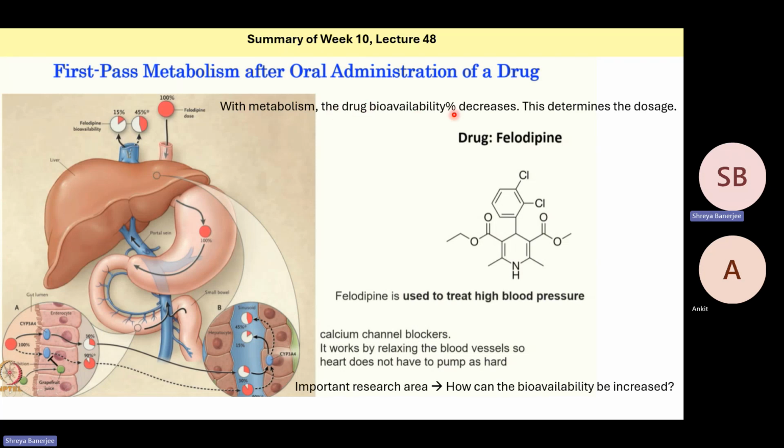So this bioavailability is the one that determines the dosage. As metabolism is happening, the drug is getting decomposed. So suppose in one place only 15% of the drug is available. Then we have to increase the dosage in such a way that this 15% is enough to treat the disease. So because of the difference in bioavailability, the dosage is also different.